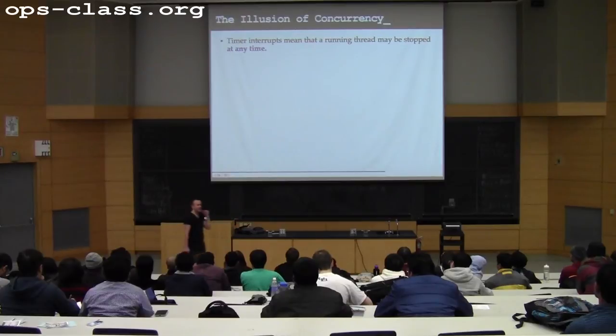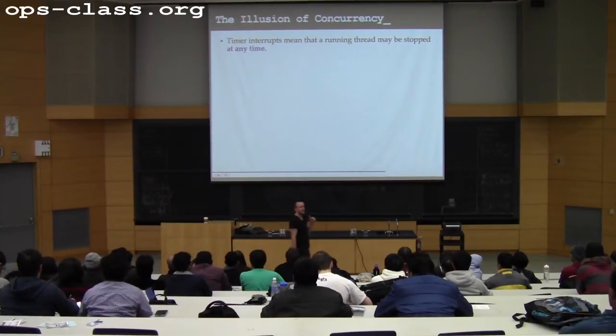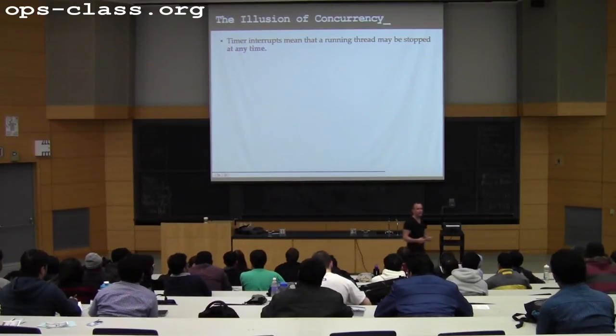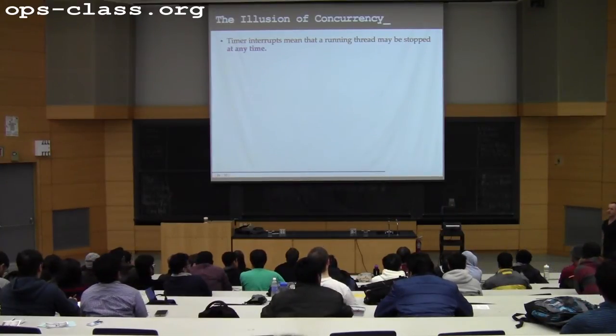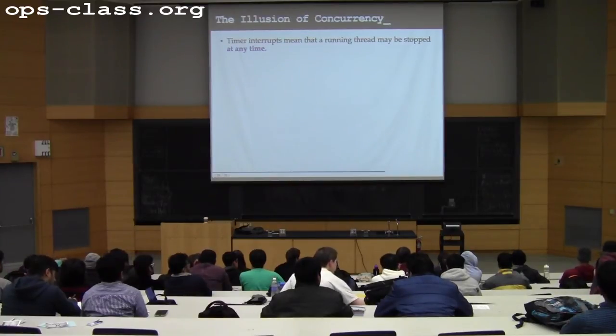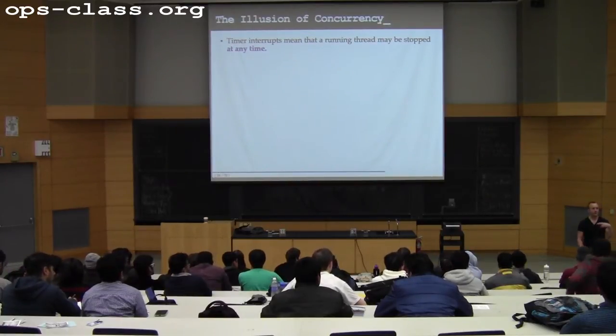So this goes back to the things that we used. This is the reason for the concurrency challenges that we discussed a week ago, right? Timer interrupts mean that at any point in time, particularly user threads, but even the kernel, if I don't do anything about it, can be stopped, right?